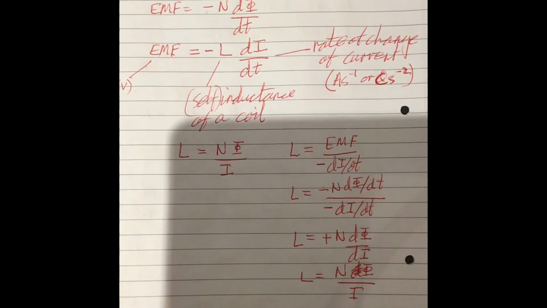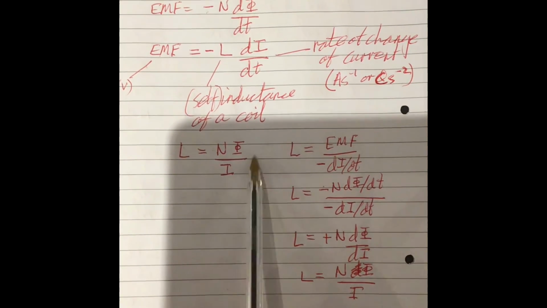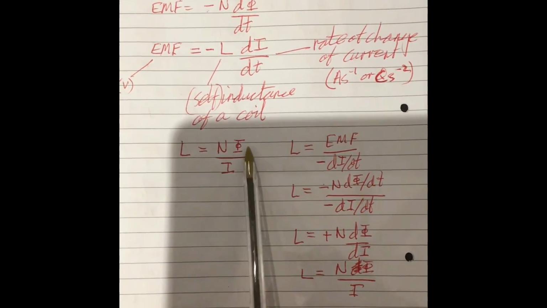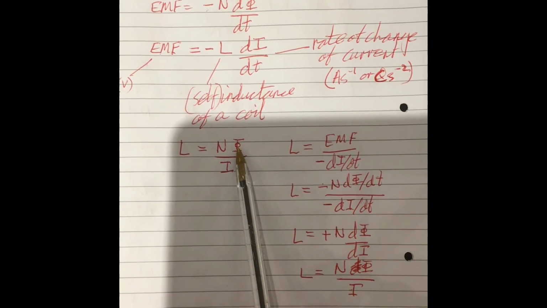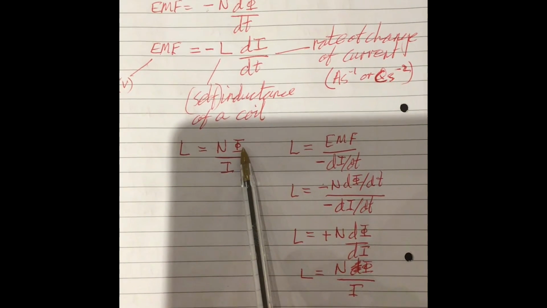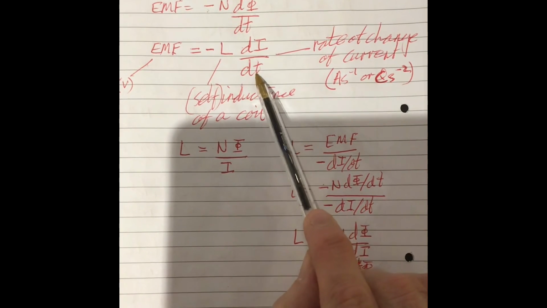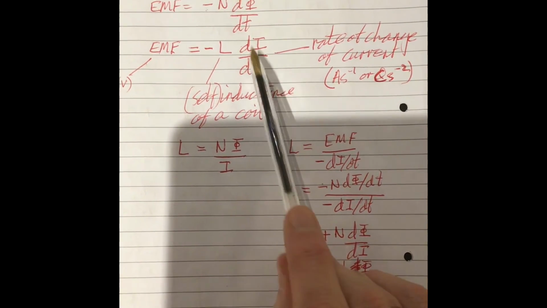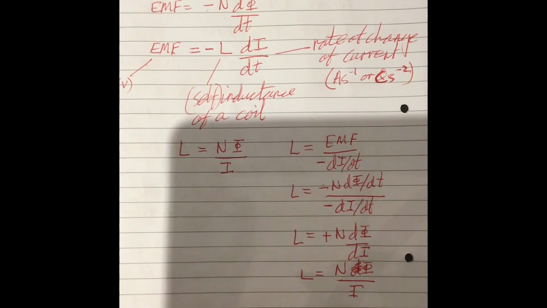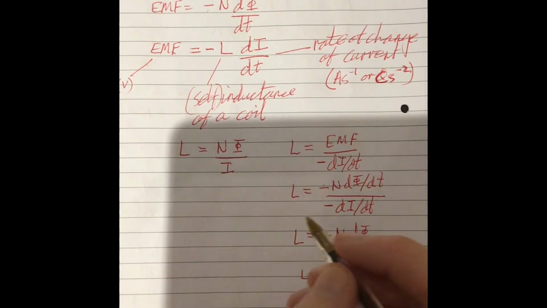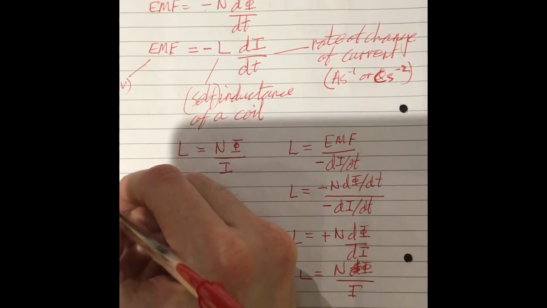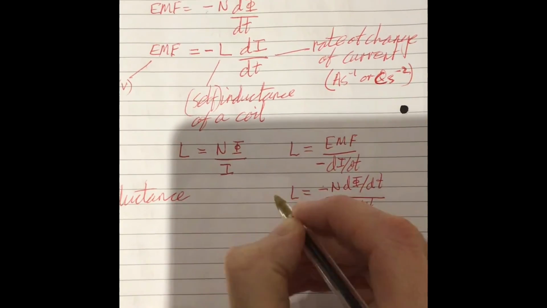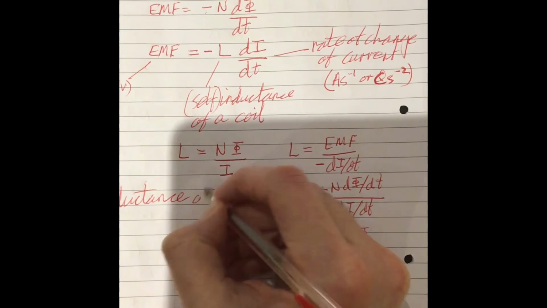Now, this is not, it has to be said, the most useful formula in the world, because we're going to have difficulty measuring magnetic flux directly. Rate of change of current we can measure directly, usually from a graph. Yes, there will be graph questions. So let's look at, for example, the inductance of a coil as a special case, as a specific example.